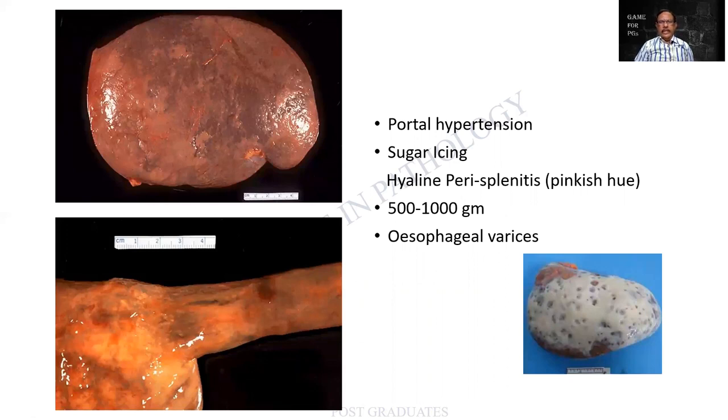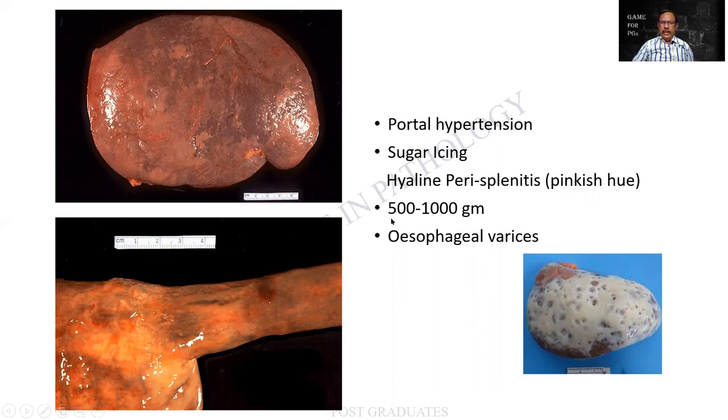Now there are certain things that we should remember about the spleen. What happens in a case of portal hypertension? Before I go further, you are able to appreciate the splenic notch. Another thing that is characteristic of the specimen is the capsule is stretched and shiny. I can see the reflection of the light. Also, there are some pale areas which might be indicative of adhesion or perisplenitis, which is called sugar icing, classical of the spleen, hyaline perisplenitis. So there are areas of pinkish hue or color that I can see.